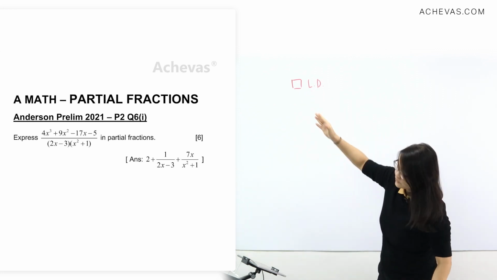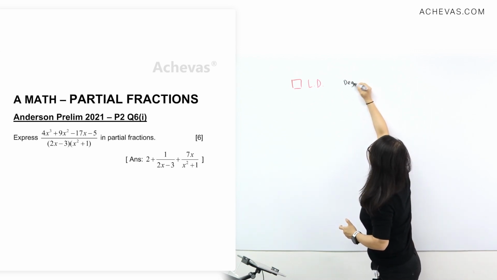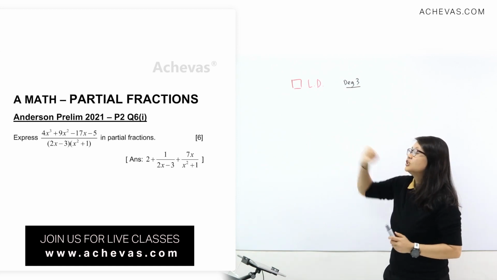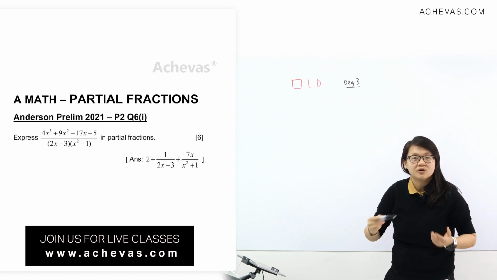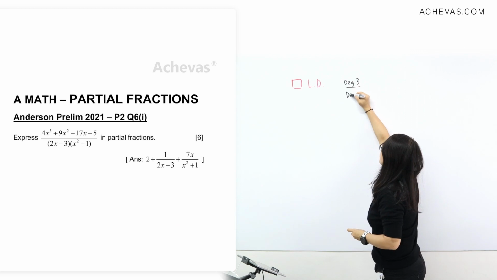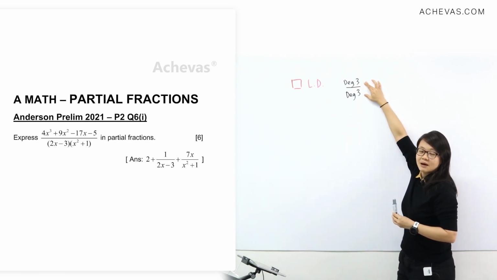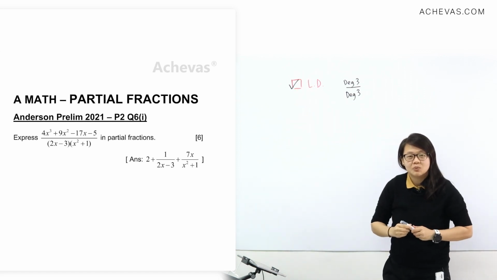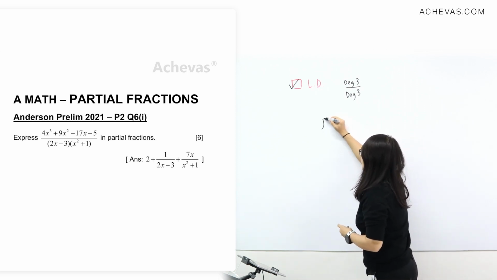Take a look at the fraction over there. We notice that the numerator has degree 3, the highest power of x. And for the denominator, do take note that 2x multiplied by x squared will also give you x power 3. Okay, the highest power for the denominator is also degree 3. Since they have the same highest power, we need to do a long division for step number 1.